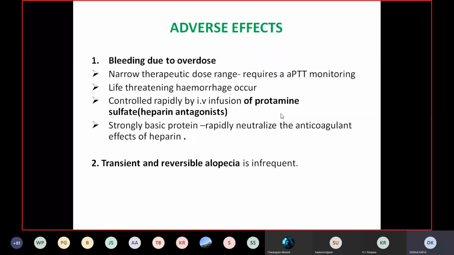There is a transient and reversible alopecia, that is falling of the hair. The exact mechanism of this is not known yet. In some unknown mechanism, it causes fall in the hair. In patients who are taking heparin, there is a loss of hair, baldness.